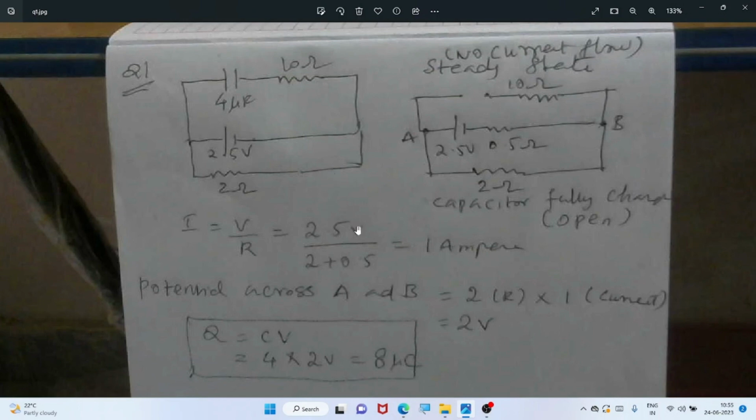So now the voltage across the capacitor between these 2 points is the voltage here also. No current will flow, so there is 2 volt between A and B. So charge equals capacitance into voltage. Capacitance 4 microfarad, 2 volt, so 8 microcoulomb is the answer.